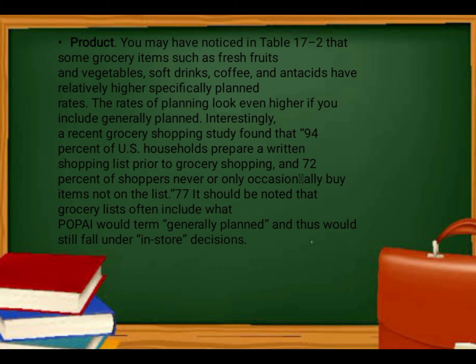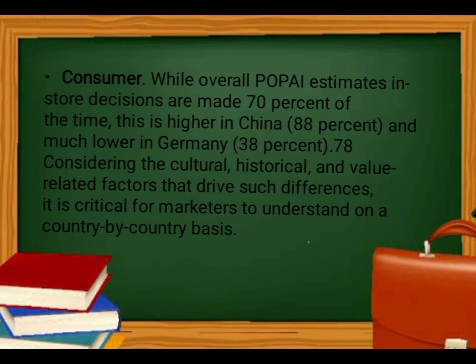It should be noted that grocery lists often include what POPAI would term generally planned and thus would still fall under in-store decisions. Consumer. While overall POPAI estimates in-store decisions are made 70% of the time, this is higher in China, 88%, and much lower in Germany, 38%. Consider the cultural, historical, and value-related factors that drive such differences. It is critical for marketers to understand this on a country-by-country basis.